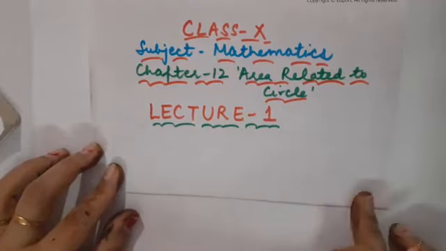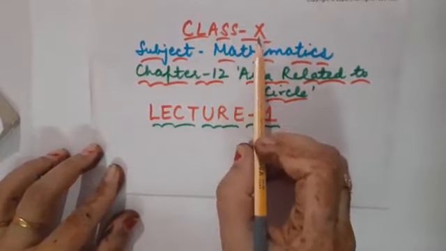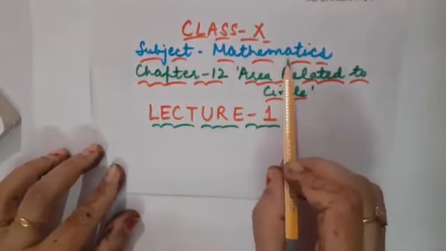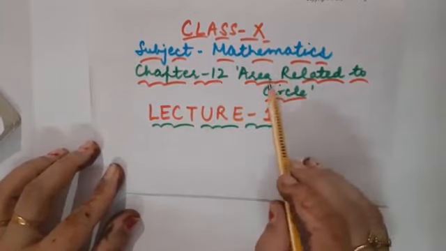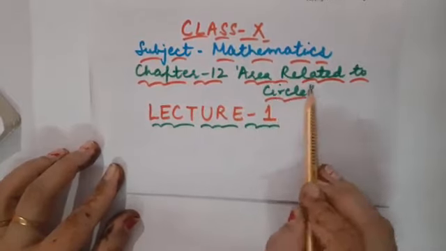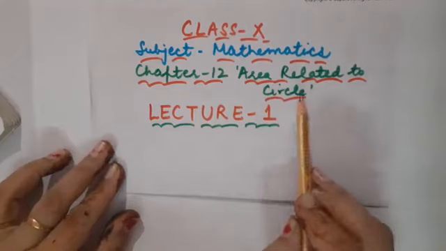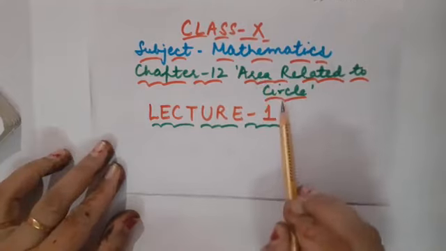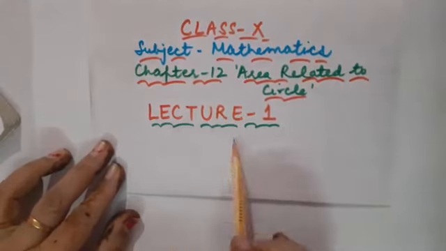So, children, let us start today's mathematics class. This is class 10th, subject mathematics. Children, today I am going to begin with a new chapter, that is chapter number 12, area related to circle. I have taught you the circle chapter, but in this chapter we are going to deal with area related to different figures which are related to the term circle. Correct? So this is lecture number 1.